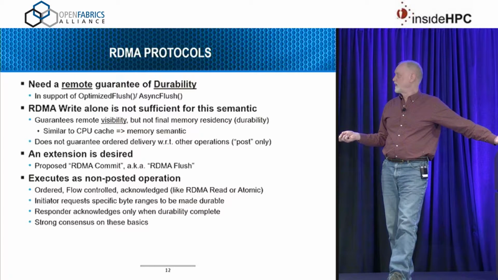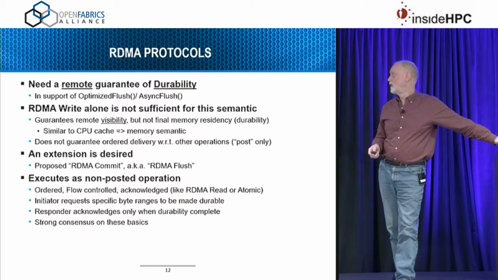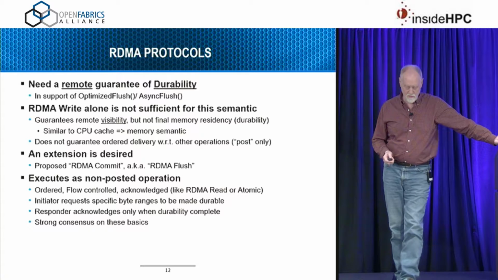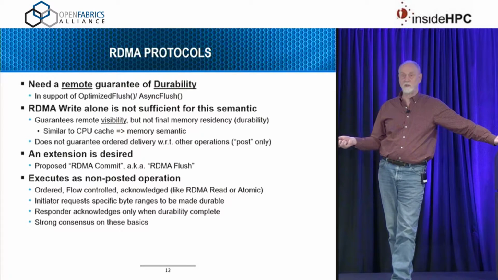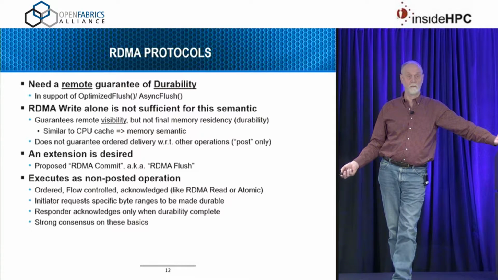And so you can think of it a little bit like the CPU cache to memory semantic that we just had down below. It's visible, but it's not yet durable. And so it also doesn't guarantee ordered delivery, RDMA write. Very different, right? So we require an extension, and we called it RDMA flush. This has been discussed in the IBTA for about a year, and its proposal is to execute it as a non-posted operation, just like an RDMA read or RDMA atomic, but it performs a flush from the device on the remote peer. It's ordered, it's flow controlled, and it's acknowledged, just like an RDMA read or an RDMA atomic.